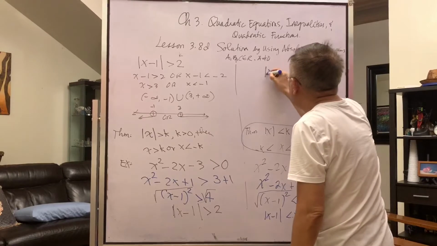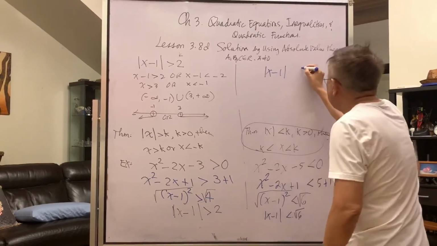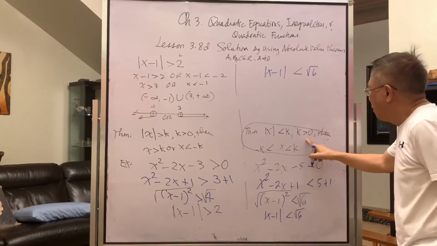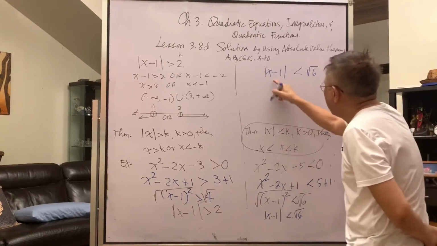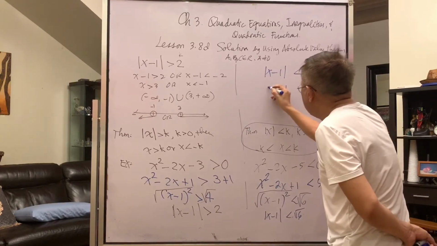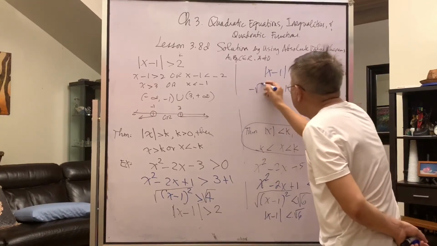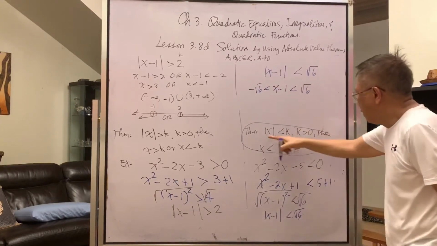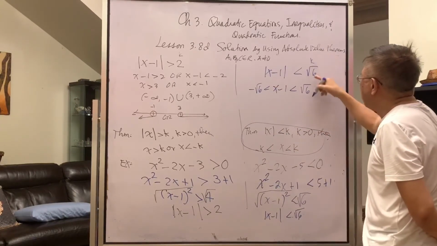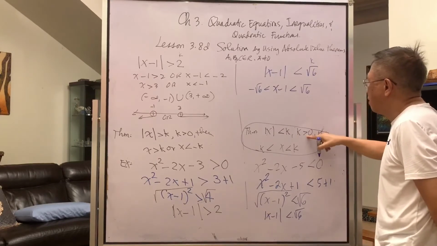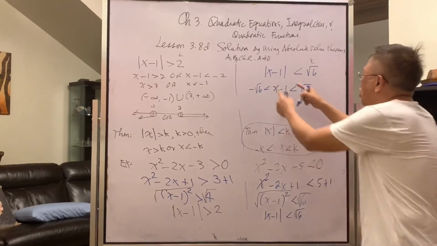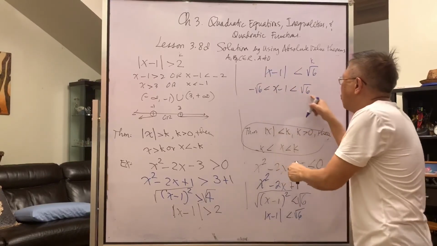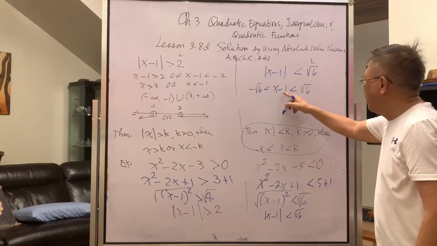Simplifying absolute value of x minus 1 less than square root of 6, following this theorem, we now have here x minus 1 in between negative square root of 6 here, and here positive square root of 6. In this theorem, my k is equal to square root of 6. It is greater than 0. So we just removed the absolute value and rewrote the statement in this form. Now we look for x here.